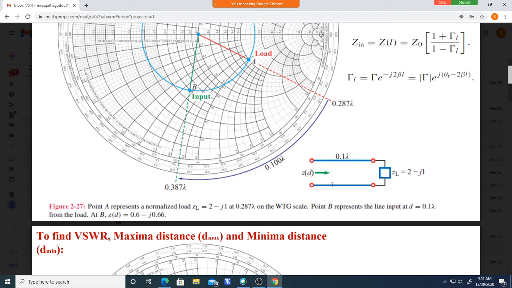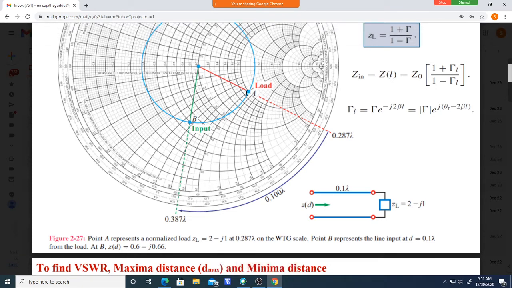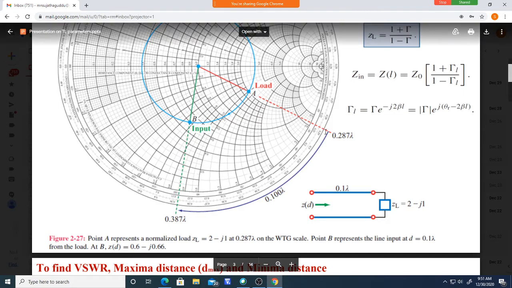From here to here is 0.1 lambda. What is the impedance here? I can read it easily from the Smith chart. How to do that? You mark this 2 minus 1j. You are marked here. Okay, and I extend that line like this. This is our load point. I extended it, and it is intersecting here.